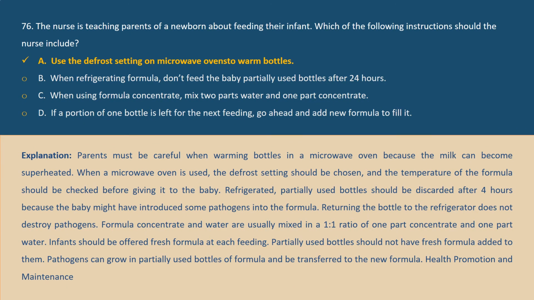Answer A. Explanation. Parents must be careful when warming bottles in a microwave oven because the milk can become superheated. When a microwave oven is used, the defrost setting should be chosen and the temperature of the formula should be checked before giving it to the baby. Refrigerated, partially used bottles should be discarded after 4 hours because the baby might have introduced some pathogens into the formula. Returning the bottle to the refrigerator does not destroy pathogens.